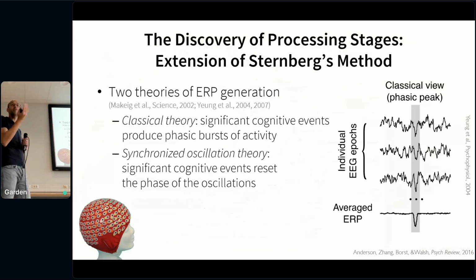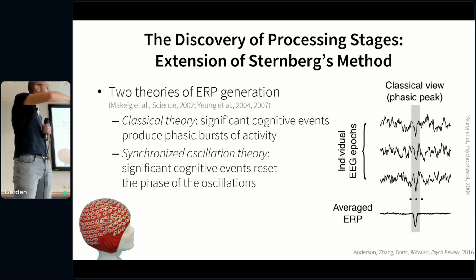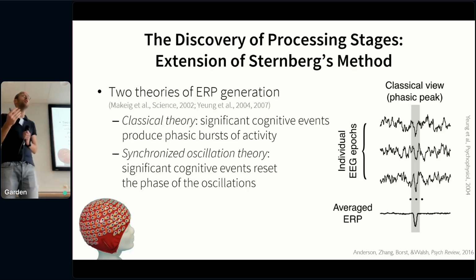So if one of these is correct, and I actually don't care which of them is correct, if we could detect those peaks on single trials, we would know when a significant cognitive event happens. So the only thing we have to do is find those peaks on individual trials. And that's where things get difficult.